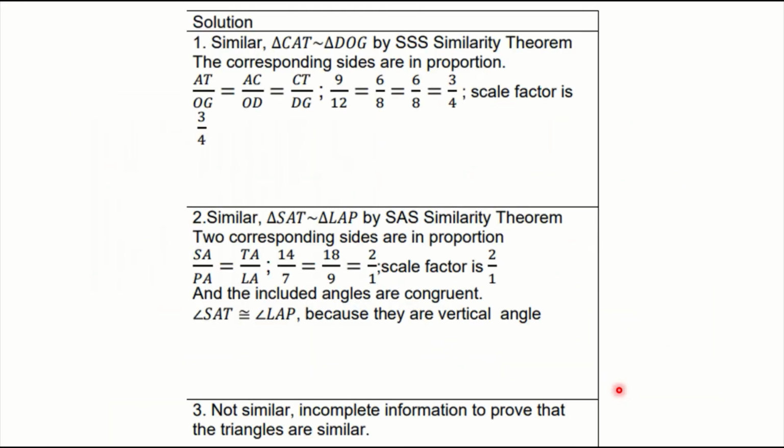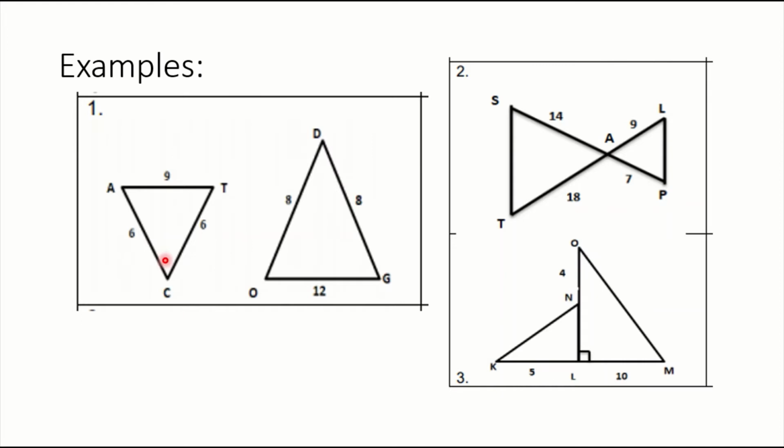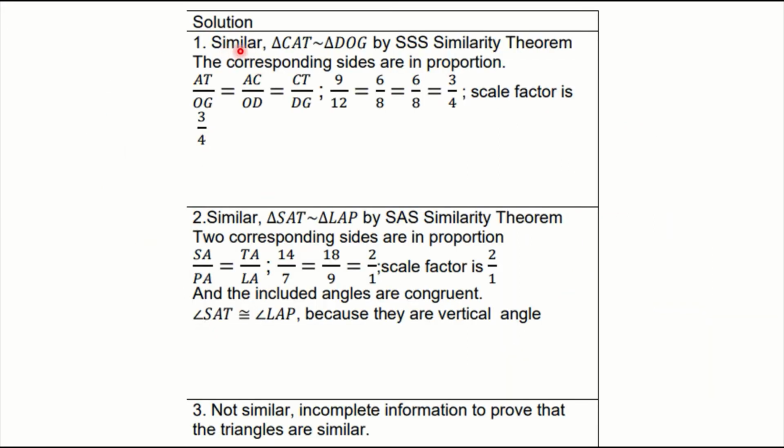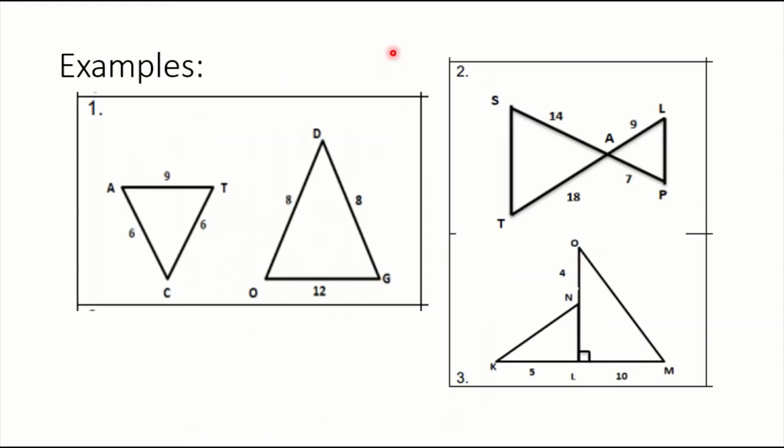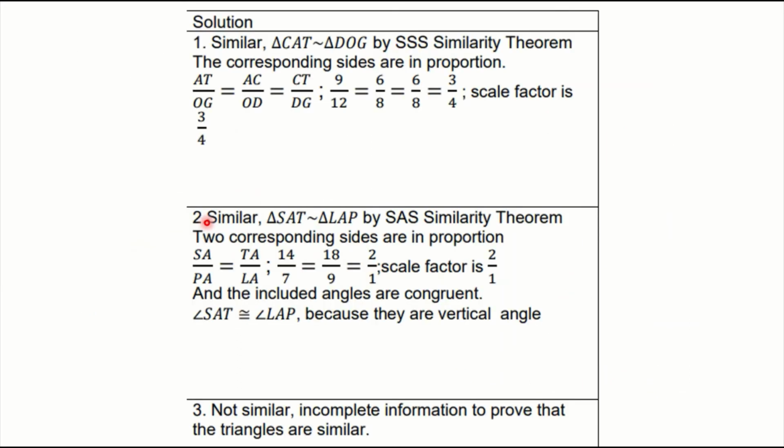So, let's have an example. On this given, number 1, look at the given example: CAT and DOG. Its given sides are 6, 6, 9. How about this one? 8, 8, 12. Are the triangles similar? The answer is yes, they are similar. Triangle CAT is similar to triangle DOG by the SSS Similarity Theorem. Look at this: three sides. See, 6, 6, 9. Right? And 9, 9, 6, it is just flipped. See, it is 6 indeed.